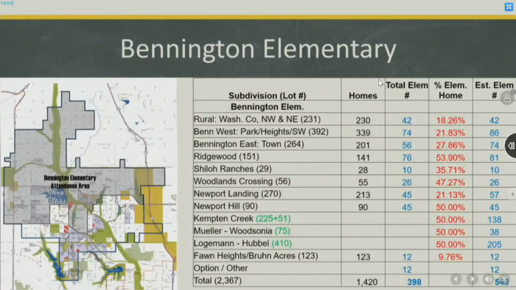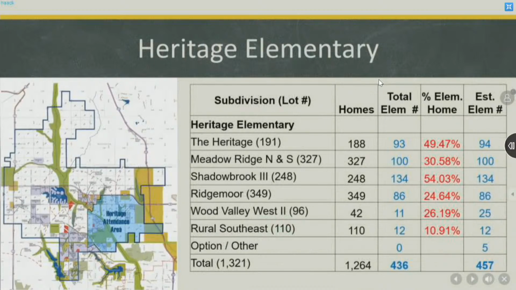Bennington Elementary, no change in attendance center. Heritage Elementary, no change in attendance center. One of the things you'll note in Heritage Elementary is that in parentheses, the lots, based on homes, there really is only one subdivision that's not filled out, and that is Wood Valley West 2. And it is under construction now, and I believe will be filled in the next 18 months. So there's very little movement, 436 estimated, 457 to 460.